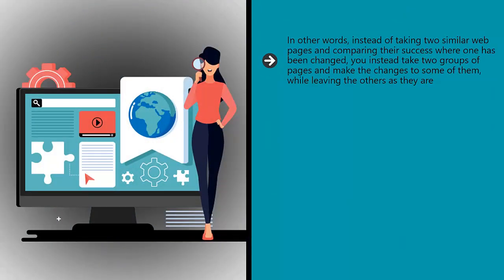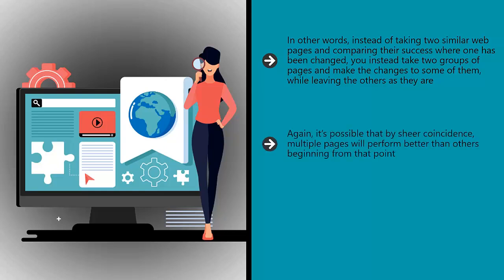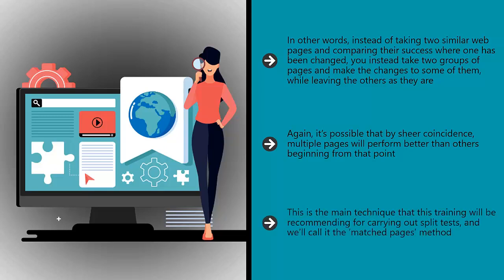In other words, instead of taking two similar web pages and comparing their success where one has been changed, you instead take two groups of pages and make the changes to some of them while leaving the others as they are. Again, it's possible that by sheer coincidence, multiple pages will perform better than others beginning from that point. But that's when you use the statistical significance tests, compare the new and the old ranking positions of those in Group A to those in Group B, and then find out if the data suggests an effect. This is the main technique that this training will be recommending for carrying out split tests, and we'll call it the matched pages method.